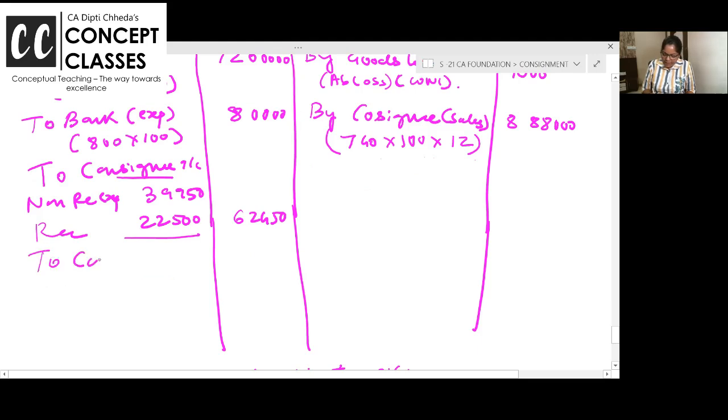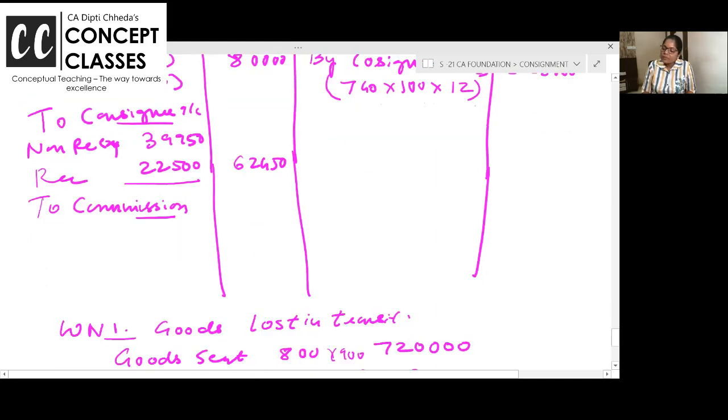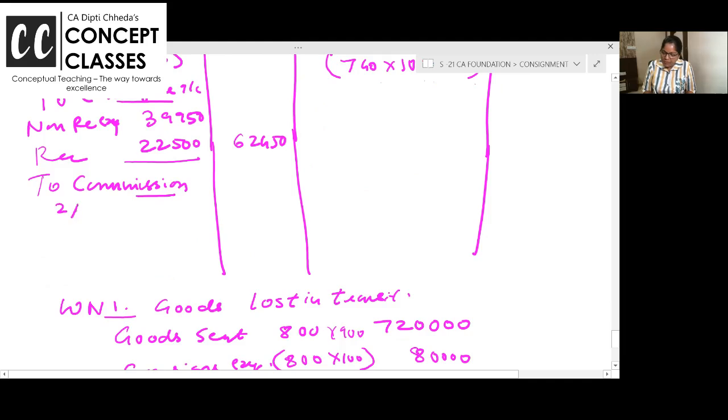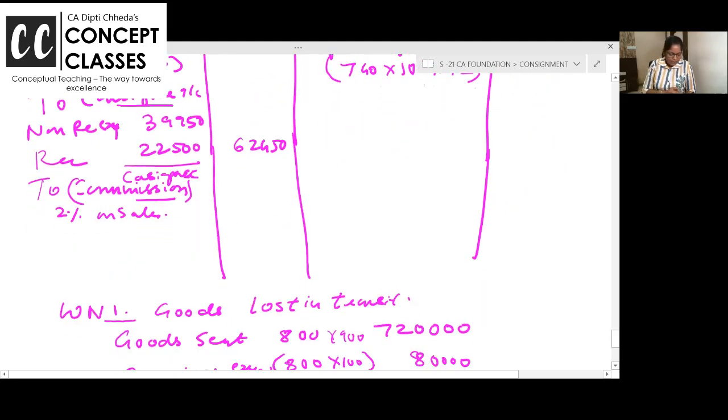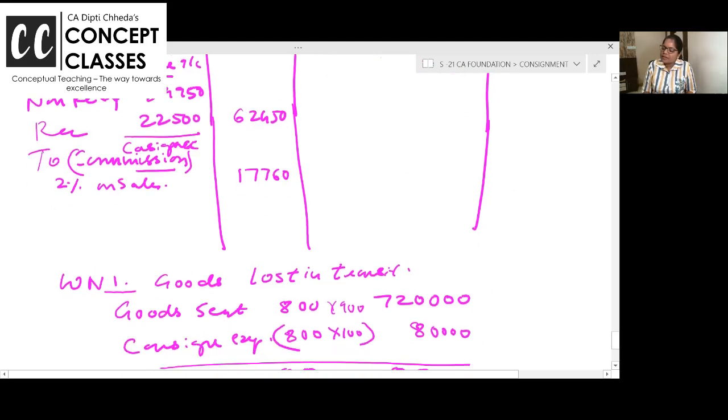Next, he is entitled to commission. Commission, 2% on sales. 2 commission नहीं आएगा, commission तो bracket में आएगा, sorry, to consignee. You have to pay to consignee expenses. We have to pay to consignee commission. 2% on sales. 8,88,000 into 2%. 17,760.